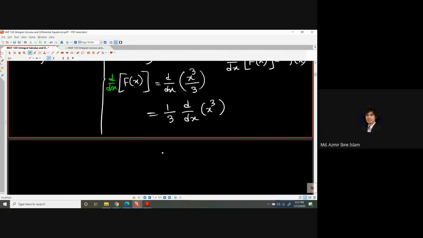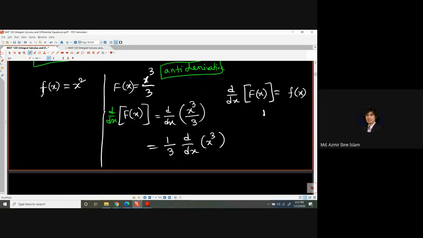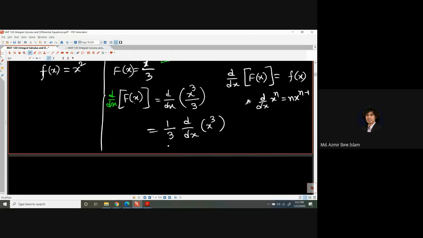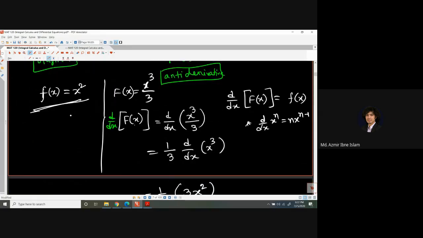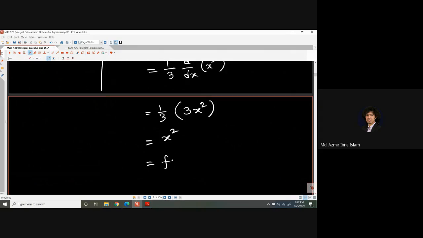Now you know that differentiation of x to the power n is equal to n x to the power n minus 1. This is our very basic formula from differential calculus. So what we can do here, we can write 1 over 3, and for this one, we can write 3x squared. Finally, if we simplify 1 over 3 times 3, we are getting x squared. Now have a look here. x squared is our main function, so that means it is f of x.